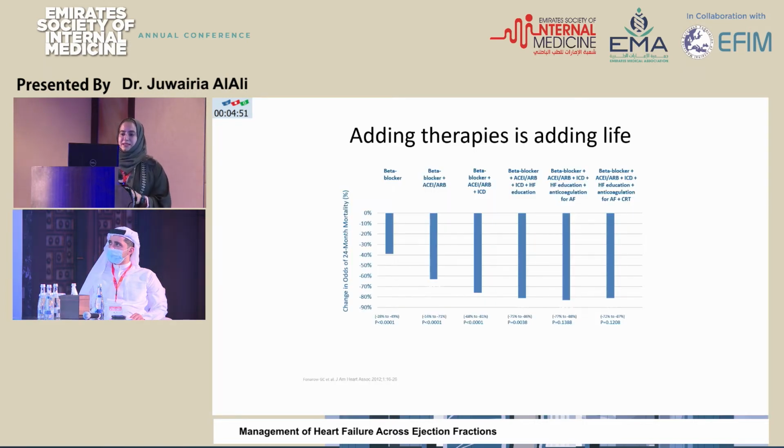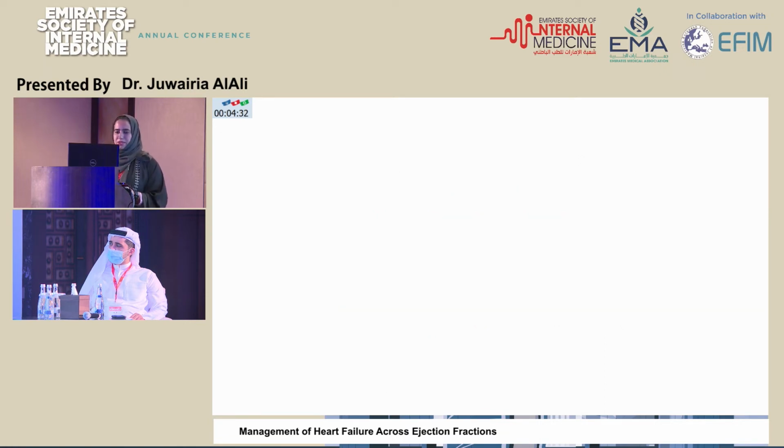And if you look at which medication you use, so if you start with a beta blocker, you get around 40% reduction of death. If you add an ACE and an ARB, you get around 60%. You add an ICD, you get to somewhere between around 75%. So the more you add therapy, the better the outcome for the patient.